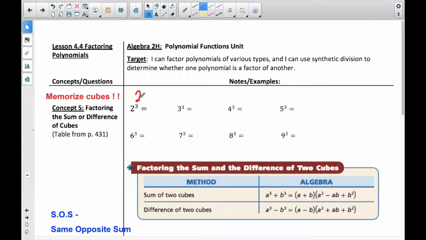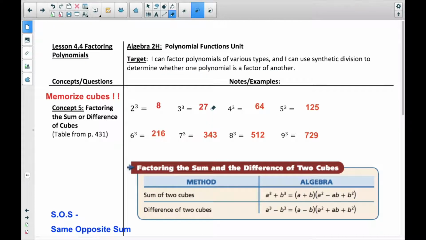So what I want you to do right now is, you don't have to write them all out, just calculate either in your head or with a calculator what is 2 to the third power, and I'll tell you it's 8. What is 3 to the third, 4 to the third, etc. So pause it here and fill in this section.